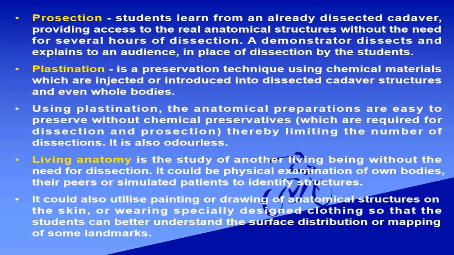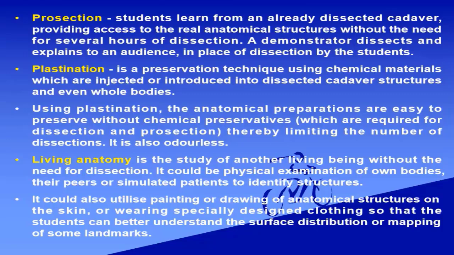And then plastination is a preservation technique using chemical materials which are injected or introduced into dissected cadaver structures and even whole bodies. When we use plastination, the anatomical preparations are easy to preserve without chemical preservatives, which are required for dissection and prosection, thereby limiting the number of dissections. It is also odorless. Living anatomy is the study of another living being without the need for dissection.